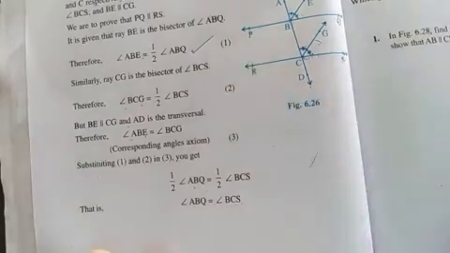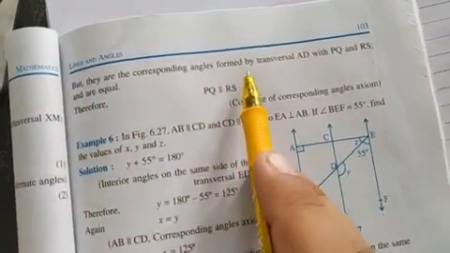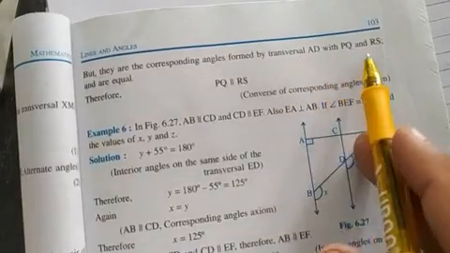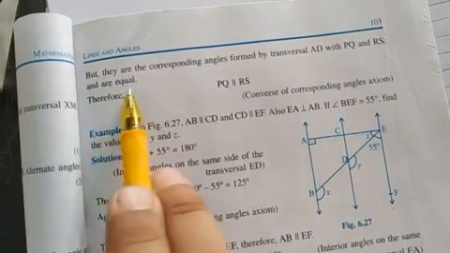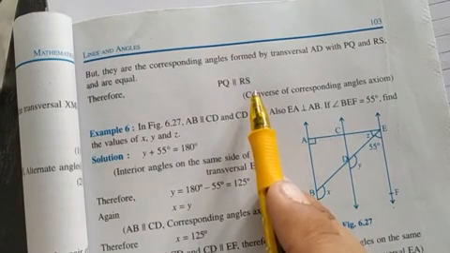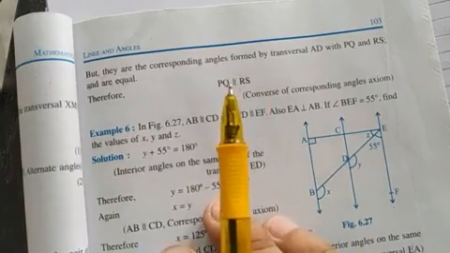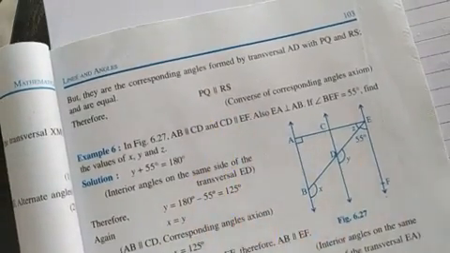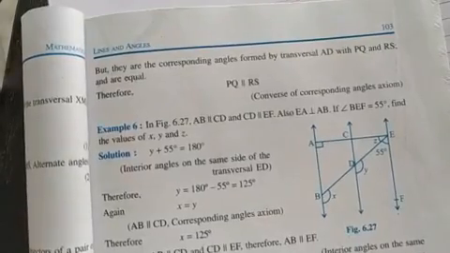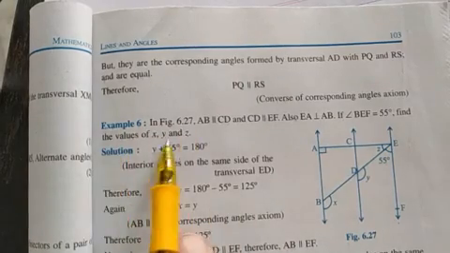Okay, so this is the proof of this example: they are corresponding angles formed by transversal AD with PQ and RS, and they are equal, therefore PQ is parallel to RS. Clear? So this is example number 5. There is one last example here. Example number 6.